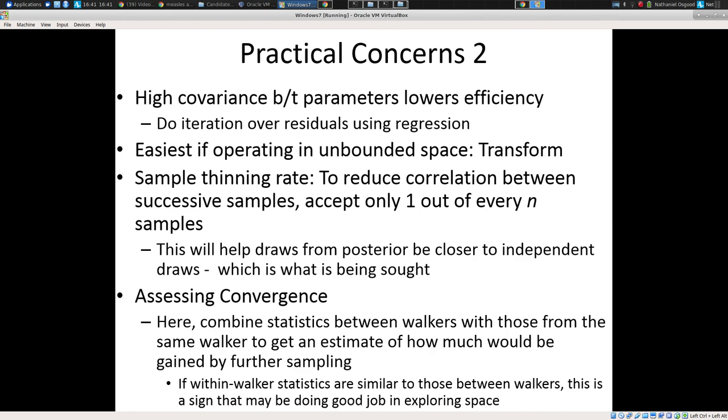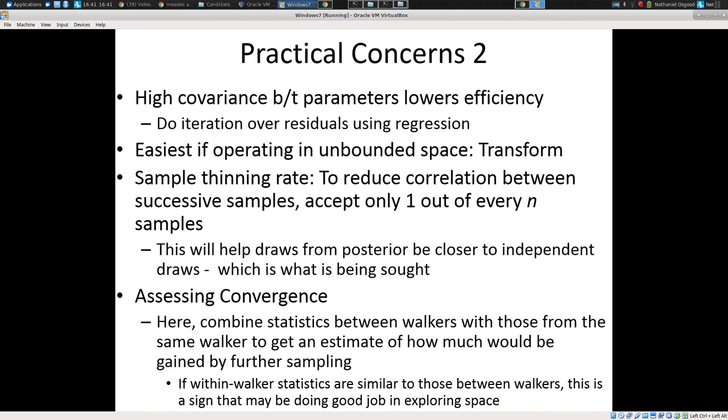I don't want to go into this because I think it may belabor it too much, but I will say that if two parameters are really intertwined in their effects, it can lower efficiency if you're just kind of sampling them independently, and that can slow down your acceptance, or it could lower your acceptance rate as well. And there's some tricks to dealing with that that are quite nice. You can reparameterize it or what have you.